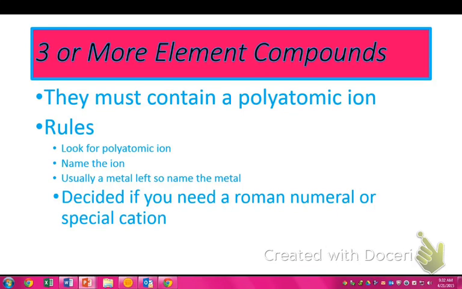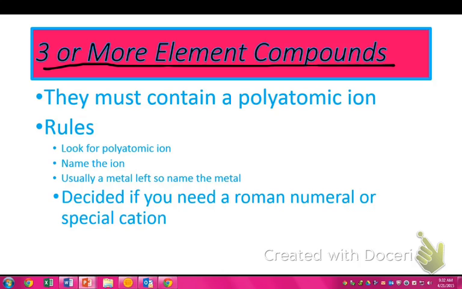All right, this is the last section in our naming compounds notes. And so now we're going to talk about what happens if you have a polyatomic compound. Basically, you know you have a polyatomic compound if it contains 3 or more elements. That's the key. Everything that we've dealt with up to this point has basically had 2 elements. But now we have 3 or more elements involved.